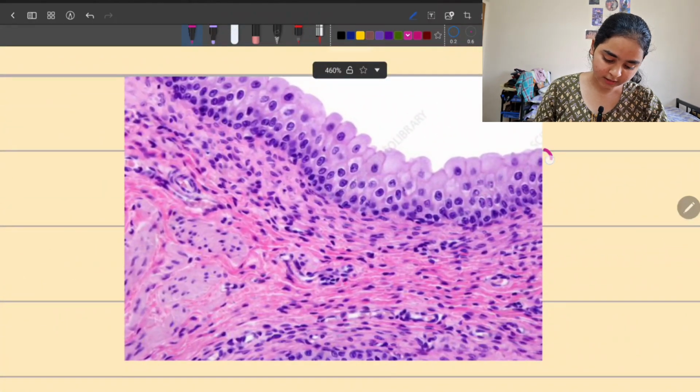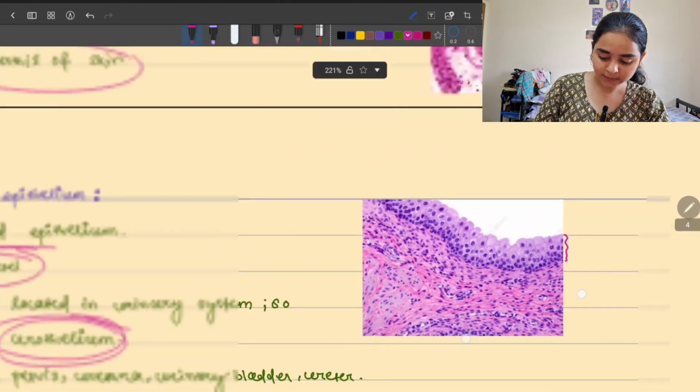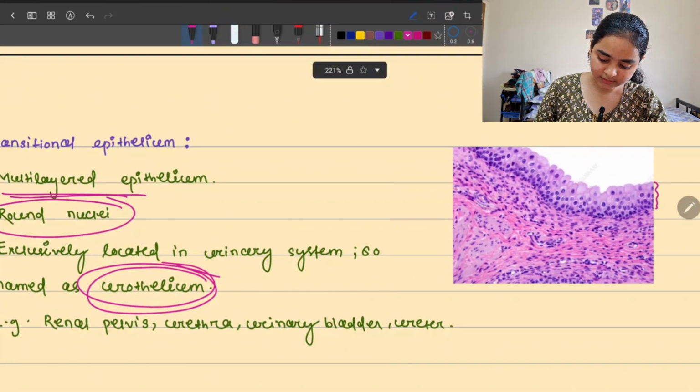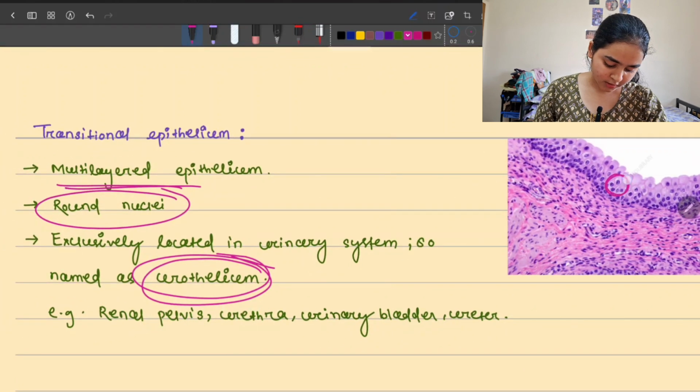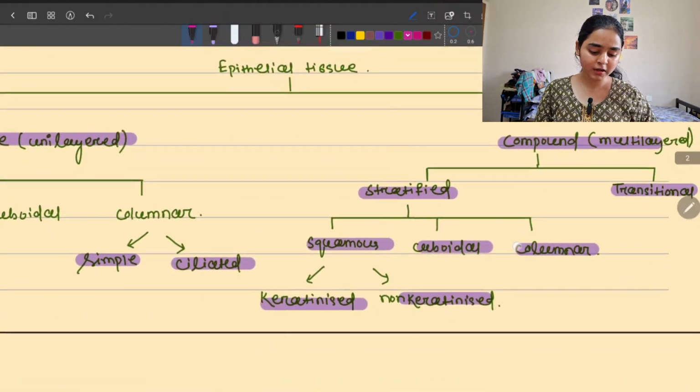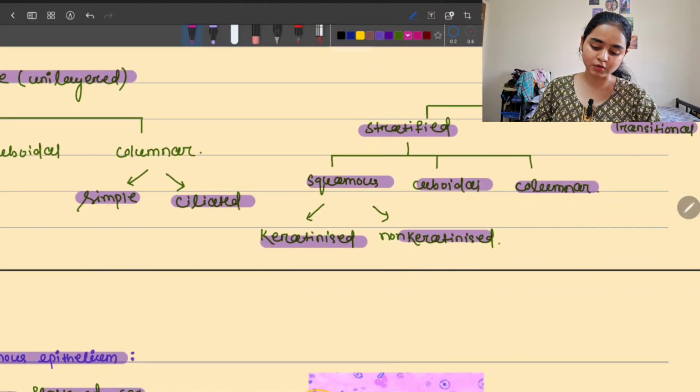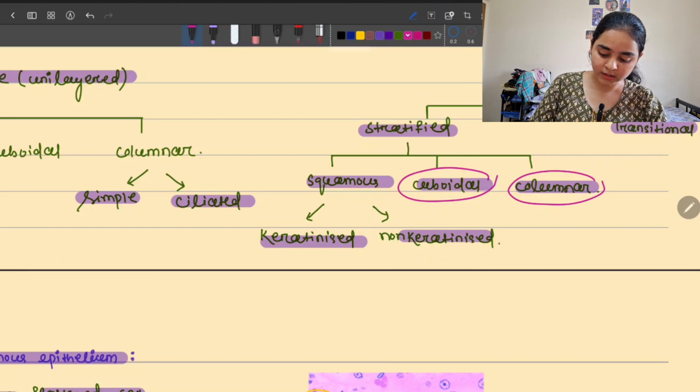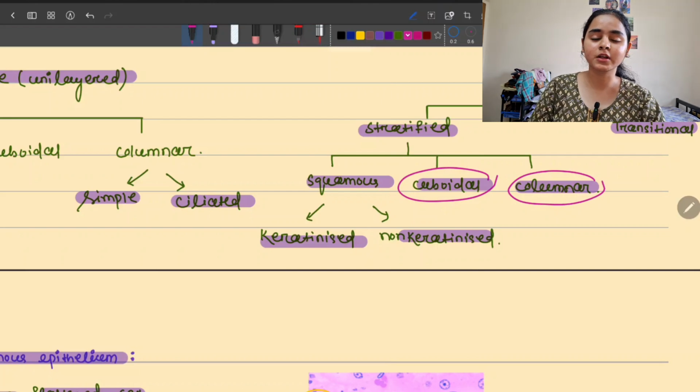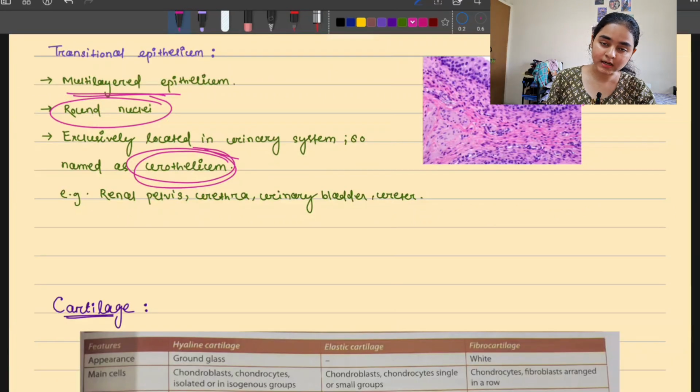So here you can see the transitional epithelium. It is multi-layered and the cells are present one on the other and with the round nucleus. Other epitheliums, like the compound epithelium, like the stratified cuboidal and stratified columnar, are same as simple cuboidal and simple columnar. The only thing that is different is the simple epithelium is of unilayer, but the compound epithelium is of multilayered. So where can you find the transitional epithelium? It is present in the renal pelvis, the urethra, urinary bladder, ureter, etc.